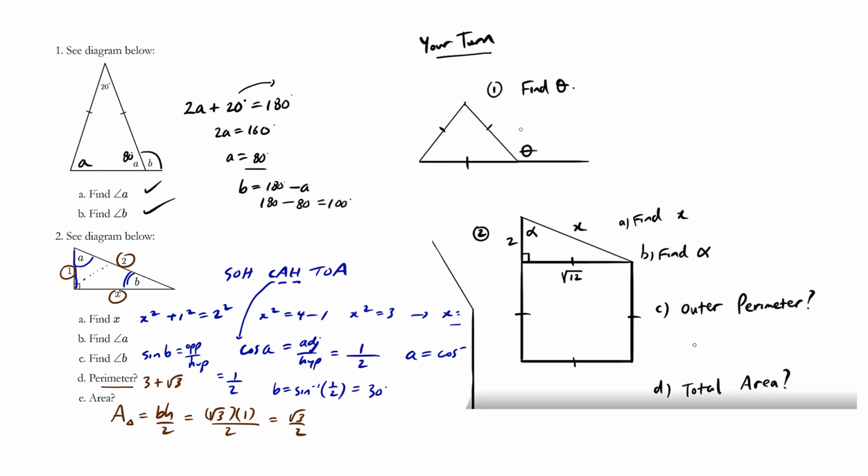And now it's your turn. Good luck finding theta in question number 1, and find x. Here, find alpha. Find the outer perimeter walking all the way around this square plus this triangle, the outer edge, and find the total area including both parts.